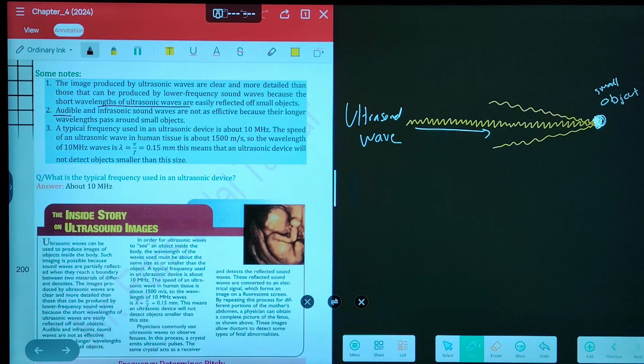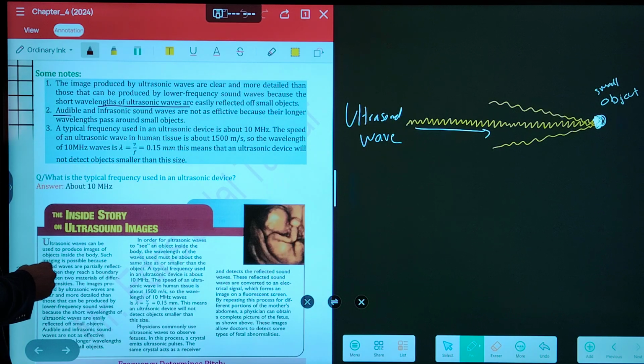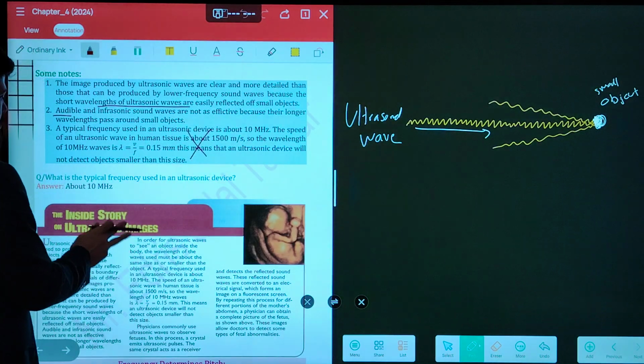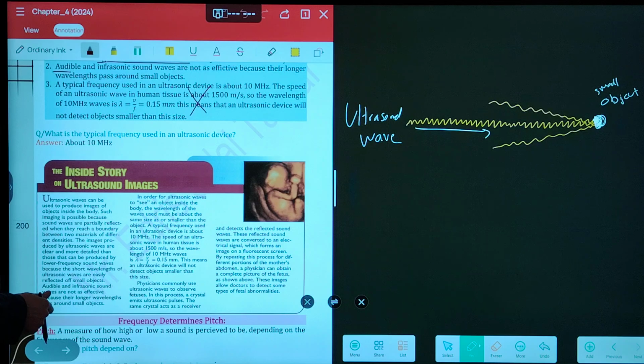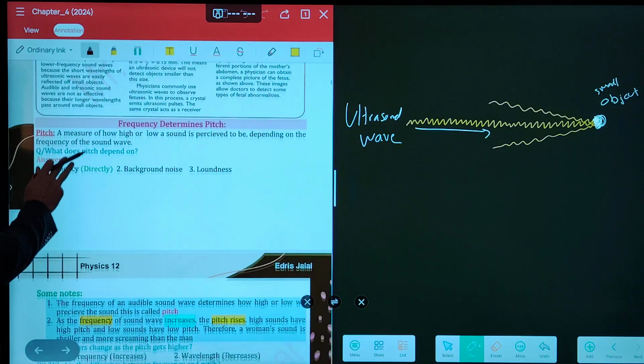Audible and infrasonic sound waves are not as effective because their longer wavelengths pass around a small object and cannot be reflected. Okay? A typical frequency used in an ultrasonic device is about 10 megahertz, but this is skipped, because this is related to the inside story of ultrasound imaging. Guys, this inside story is skipped, okay?